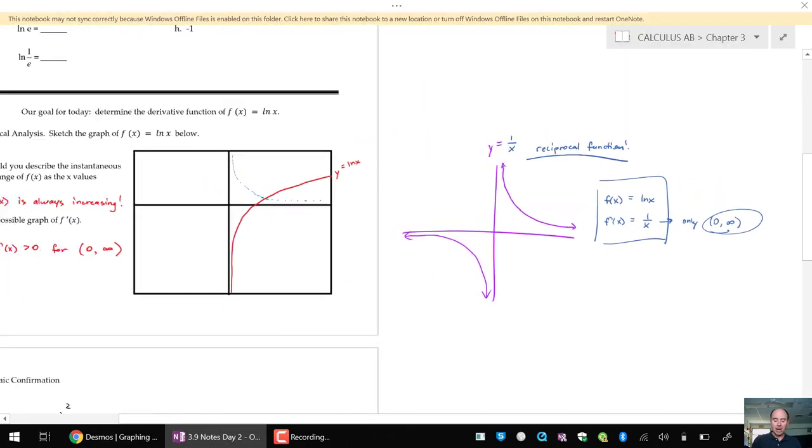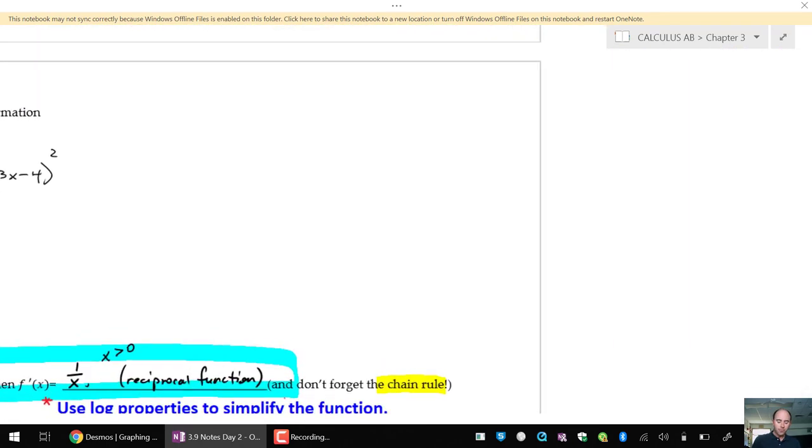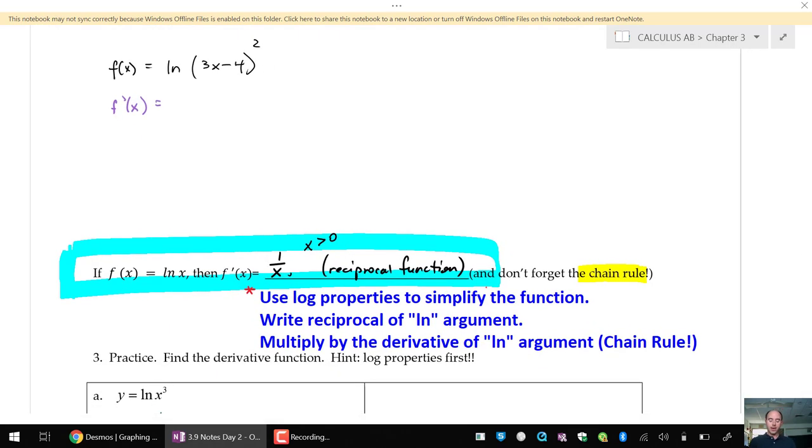Now, what are we going to do with that in calculus when we're asked to find a couple derivatives using the natural log? Well, here are the three steps. We can say right here that f prime of x is going to be 1 over x on the domain x is greater than 0, which is called the reciprocal function. And then I have this little mark here. Don't forget the chain rule.